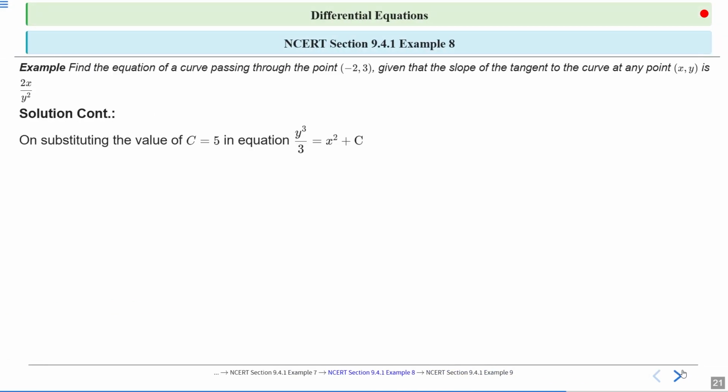On substituting c is equal to 5 in y cube by 3 is equal to x square plus c, we get the equation of the required curve as y cube by 3 is equal to x square plus 5. Clear? And that is your particular solution which passes through the point (-2, 3) and satisfies the differential equation, that is dy by dx is equal to 2x by y square. Clear?